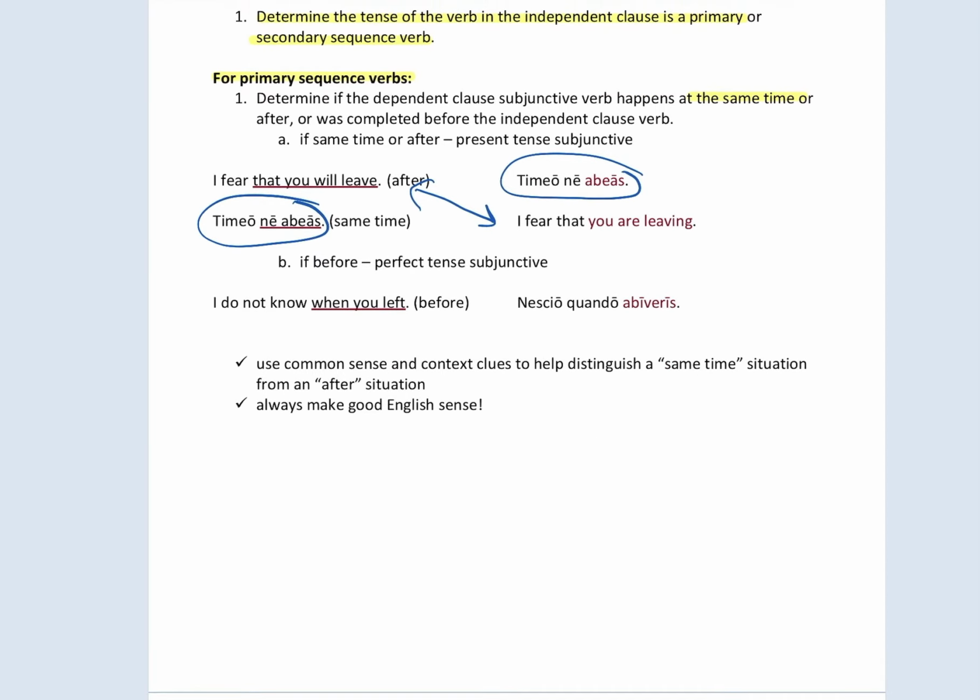All right. Now, if it is before, right? If the subjunctive verb happens before, I do not know when you left. You see, this happened before I knew. You left before I knew. What we need to do is conjugate the dependent clause verb right here as a perfect tense subjunctive. So here we go. This is in the perfect subjunctive. All right. There's only one choice for that, so you're okay. Again, you always have to use good common sense. You have to make good English sense when you're translating that. Okay.